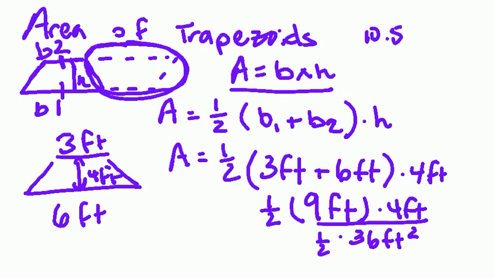Actually, it's 36 square feet times 1/2. And I know half of 36 is equal to 18 square feet. And if you didn't know what half of 36 was, you could have done 36 divided by 2 and you would have gotten 18.